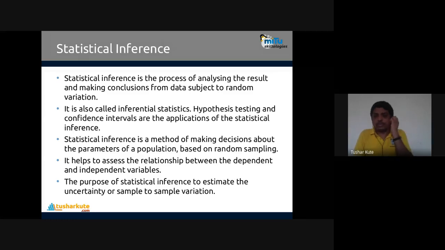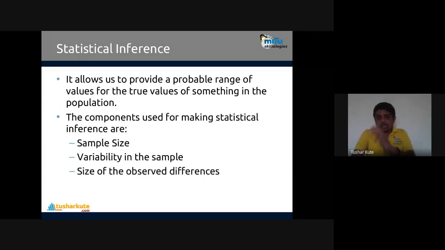Very rarely are some exceptions possible, but this technique, statistical inference, is applicable to almost all kinds of data, all kinds of population that you have in the form of the data size. Now, statistical inference allows us to provide a probable range of values for true values of something in the population. The components of making statistical inferences are what we can see on the screen.